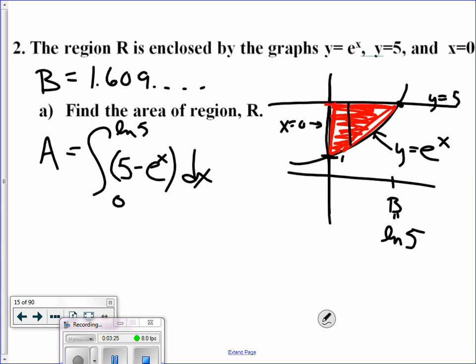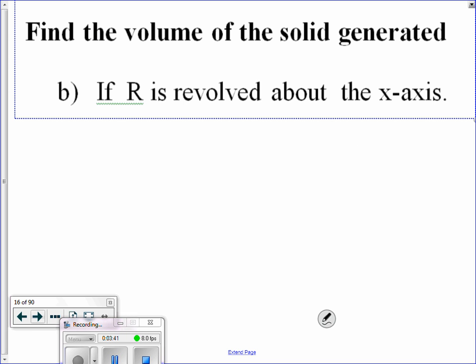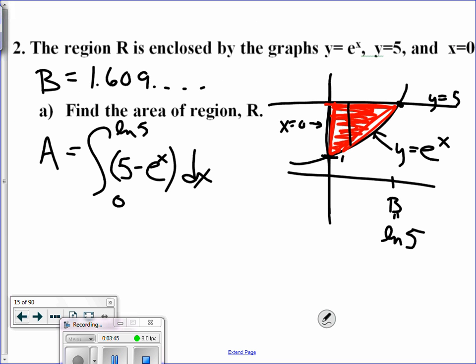Yeah, there's only going to be one where you actually have to get the answer, by using the FTC, getting the antiderivative, plugging in upper, lower, and subtracting. All right, so then we move on to B. We had to just set them up, so we're done.